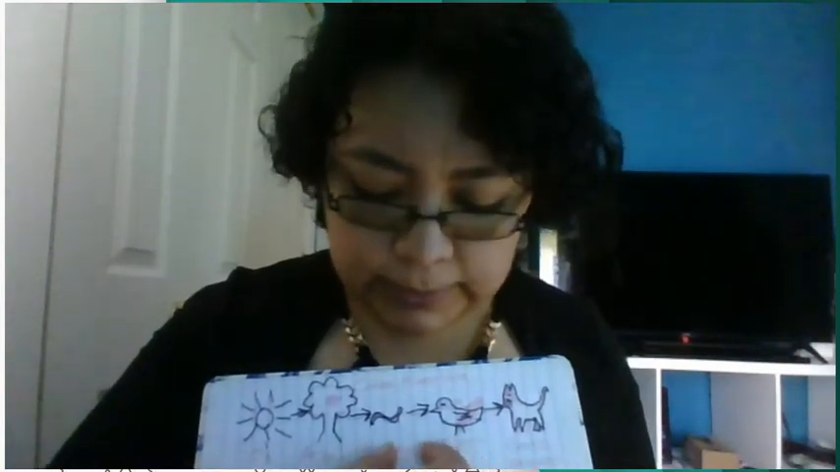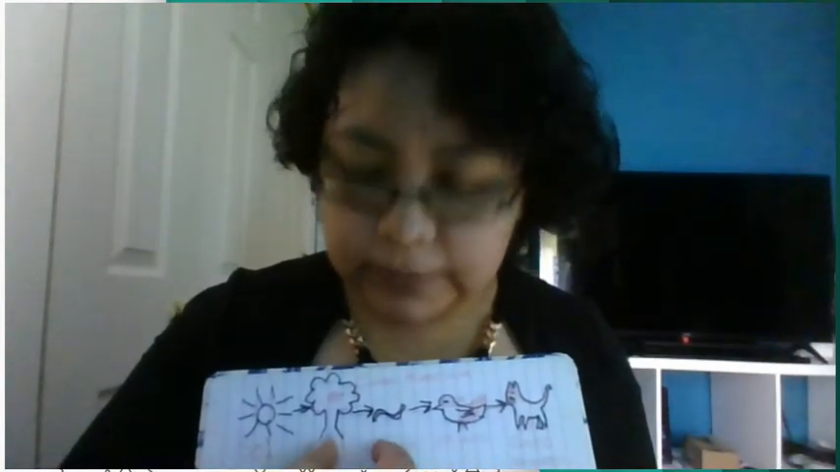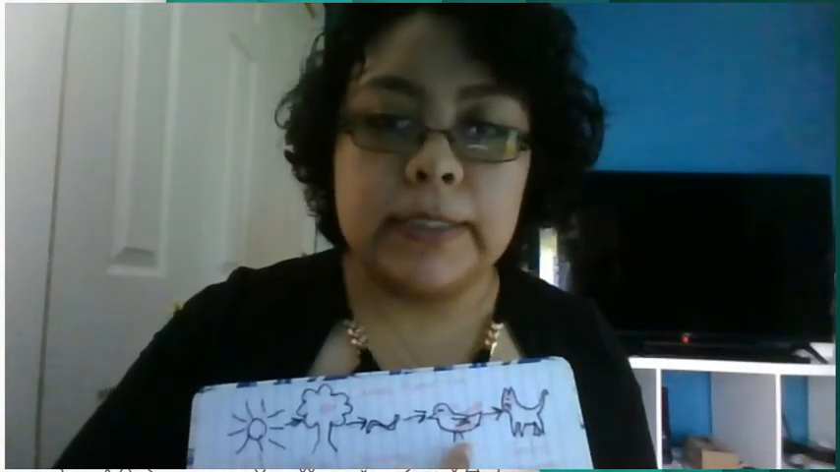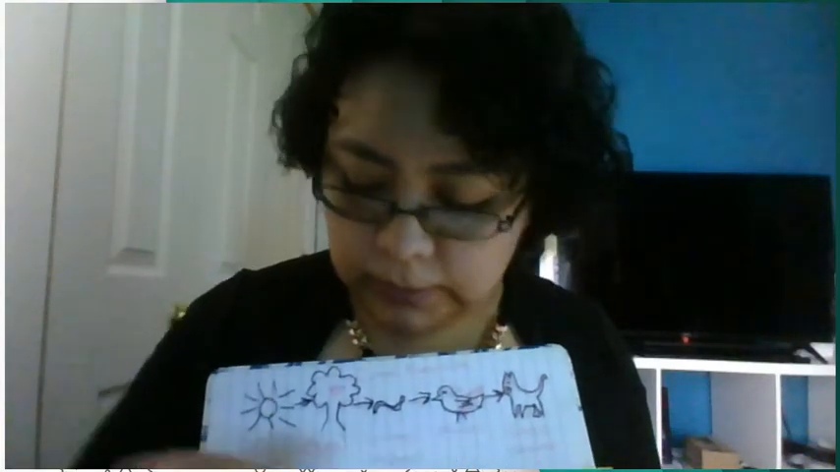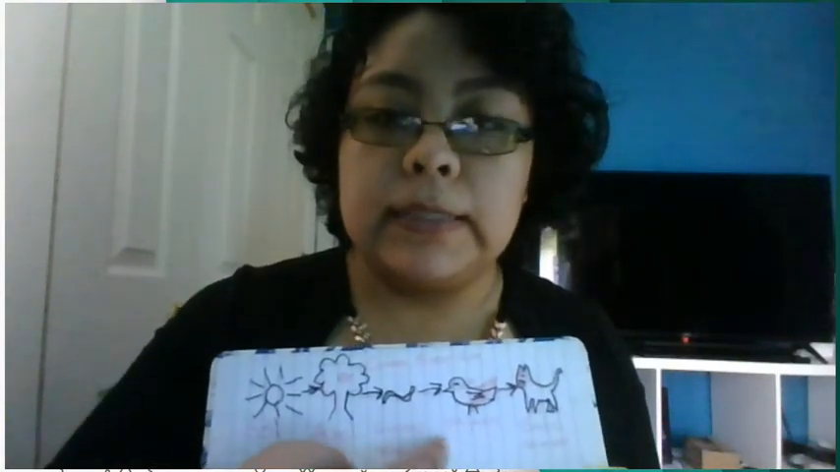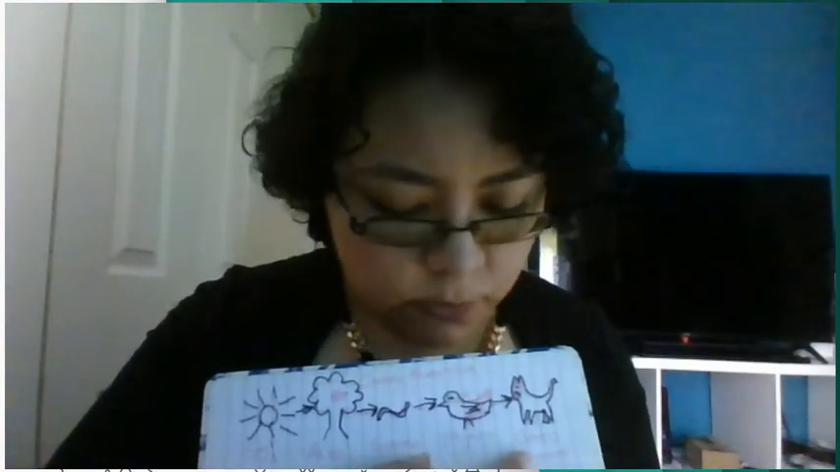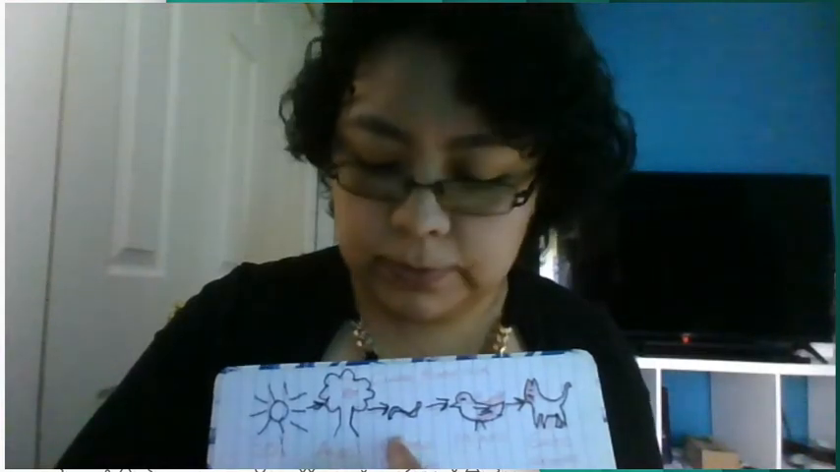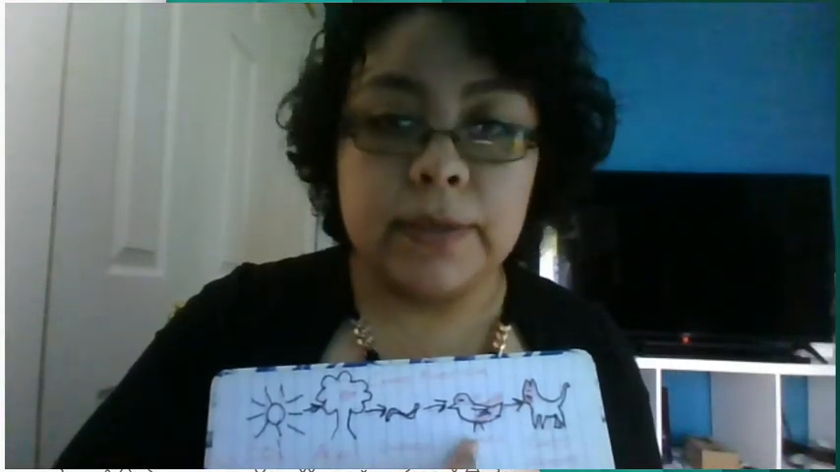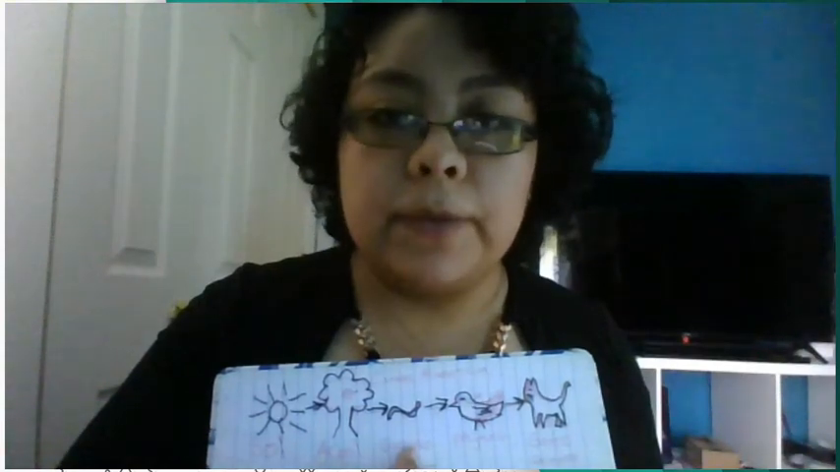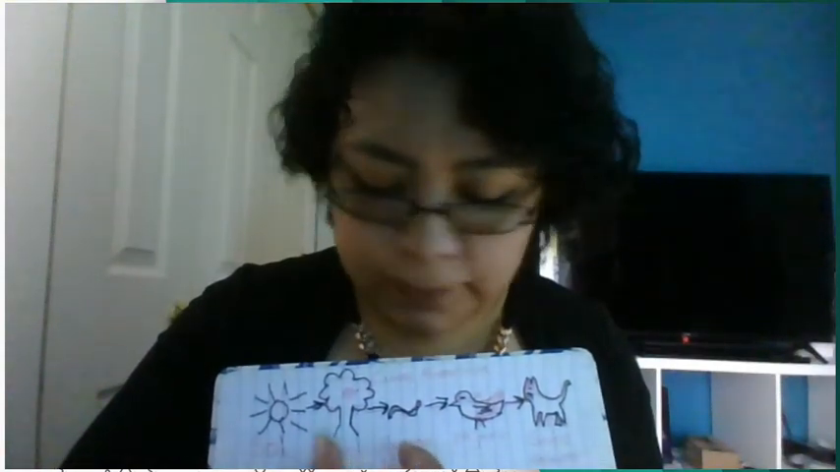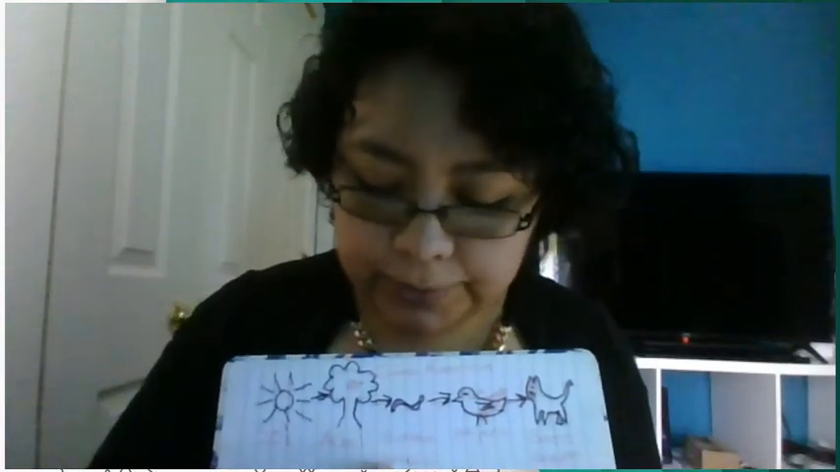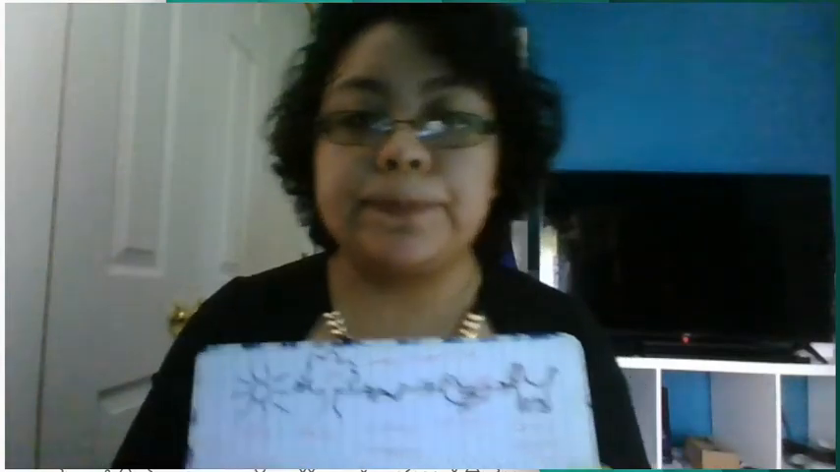So the bird has to eat the caterpillar. The caterpillar has to eat the leaf from the tree to get energy. And then the cat has to eat the bird to get energy. And the further away we get from the sun, the less energy there is left. So, for example, the caterpillar doesn't have to eat that many leaves or plants, but the bird has to eat more caterpillars to get the same amount of energy that the caterpillar got from the sun. And then the cat has to eat a lot of birds in order for the cat to get the same amount of energy that the caterpillar got from the plant.